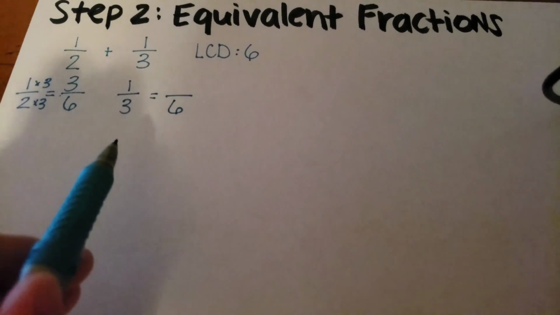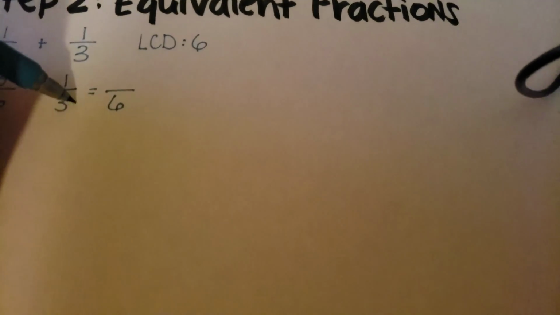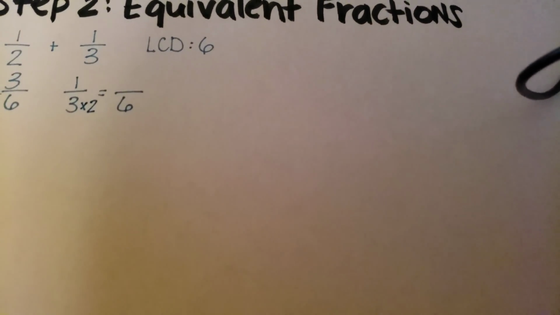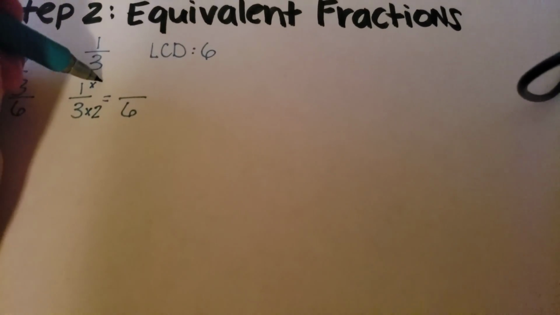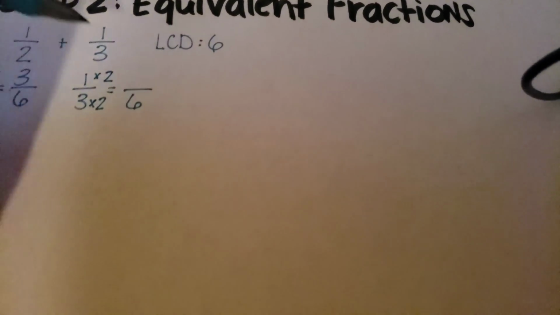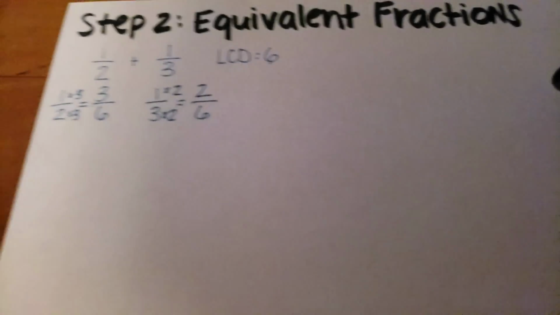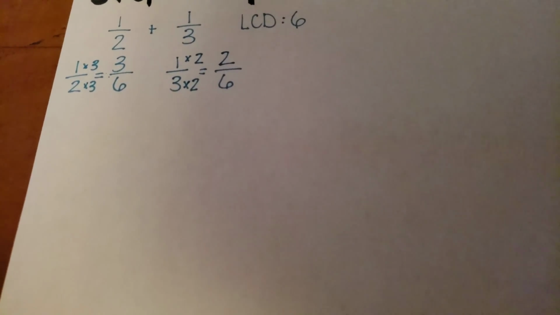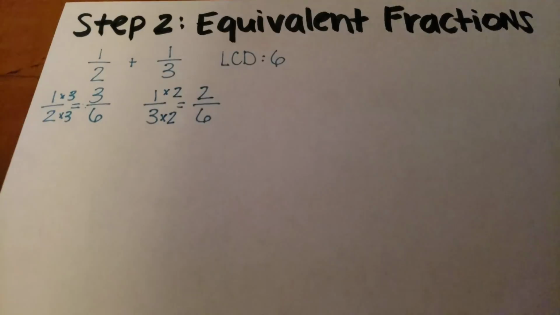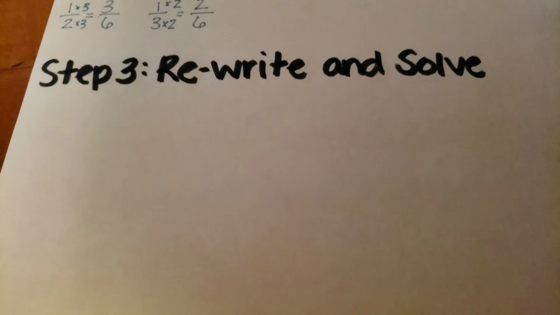I know that 3 times 2 will equal 6. I'm going to do the same to the top of my fraction. 1 times 2 equals 2. Now comes step 3. All right, step 3, rewrite and solve.